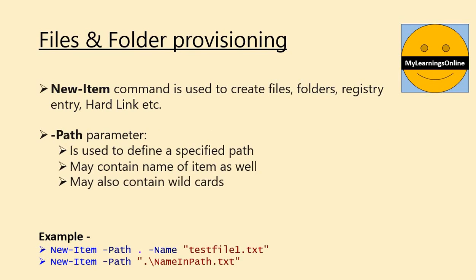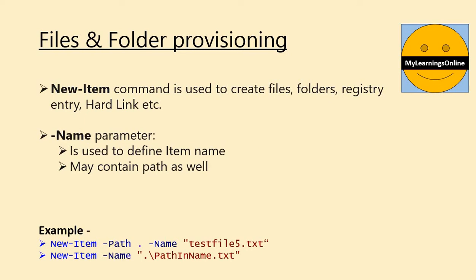The Path parameter is used to specify the path under which we want to perform an action or under which we want to create an item. Also, we can define the name of the item, for a file to be created, in the path only instead of specifying it separately. Path may also contain wildcards. In this example, in the first command, we are trying to create a file by defining its name separately with the Name parameter, but in the second command, we are trying to create a text file by specifying its name in the Path parameter only.